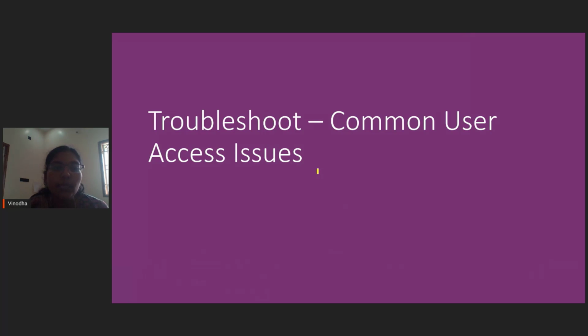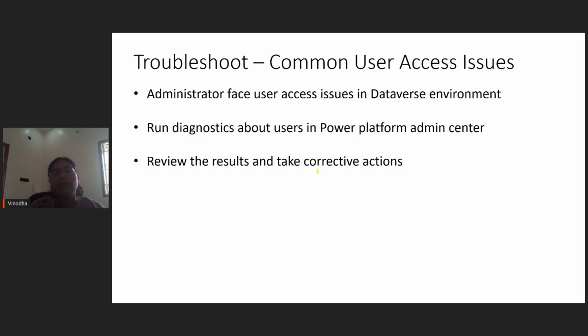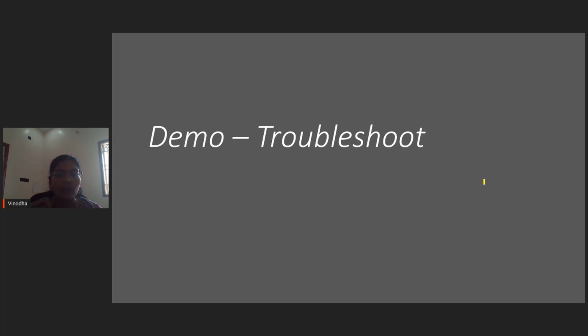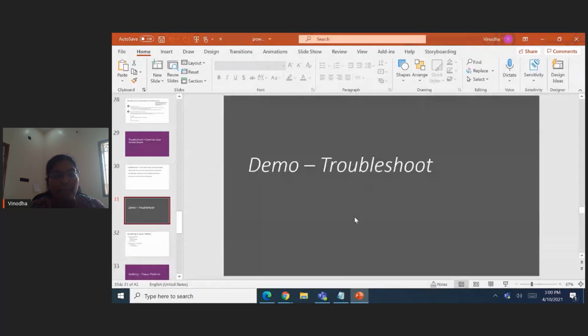And next we are going to see how to troubleshoot common user access issues in the Power Platform environment. Normally as an administrator, you might face common user access issues such as the user has no security role, the user is not a member of the environment security group, or the user has no valid license. These common user access issues are overcome by the Run Diagnostics feature in the Power Platform Admin Center. Let's see the Run Diagnostics feature.